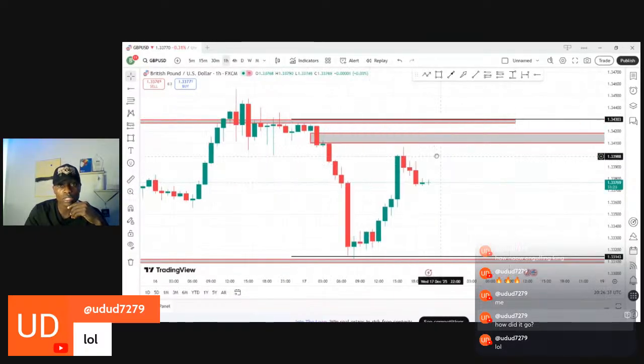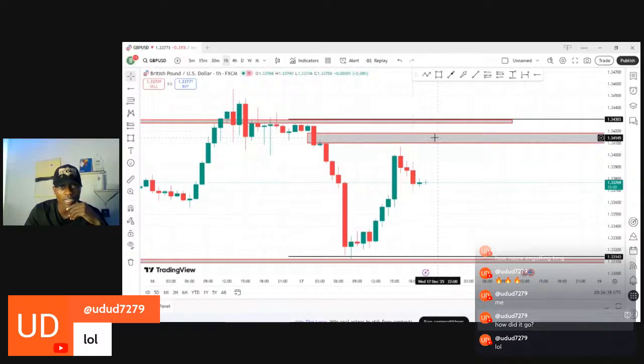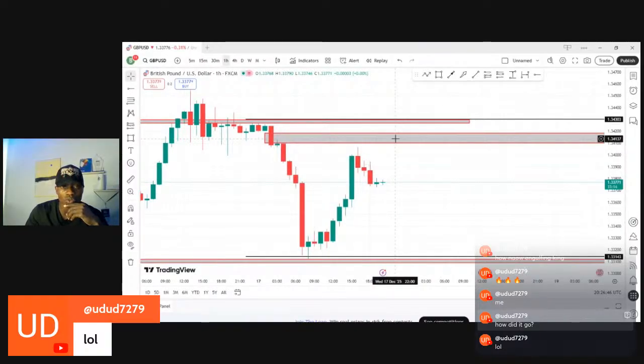So all we need to do is wait patiently for the market to reach this particular resistance level, or I should take, don't worry, wait patiently for the market to like reach this particular fair value gap tomorrow. Let it feed this particular fair value gap. It will just be going up like this.